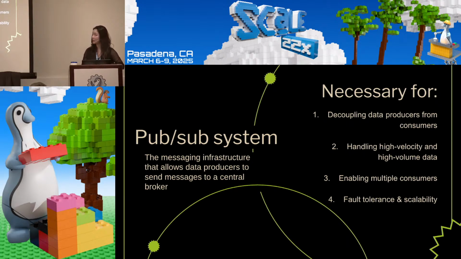And lastly, the pub subsystem allows for fault tolerance and scalability. If one consumer fails or slows down, the pub subsystem is able to store the messages until it's back online. And most modern systems are distributed, so you can scale them across clusters for further fault tolerance and also for scalability. So let's talk about two of the more popular open source frameworks.